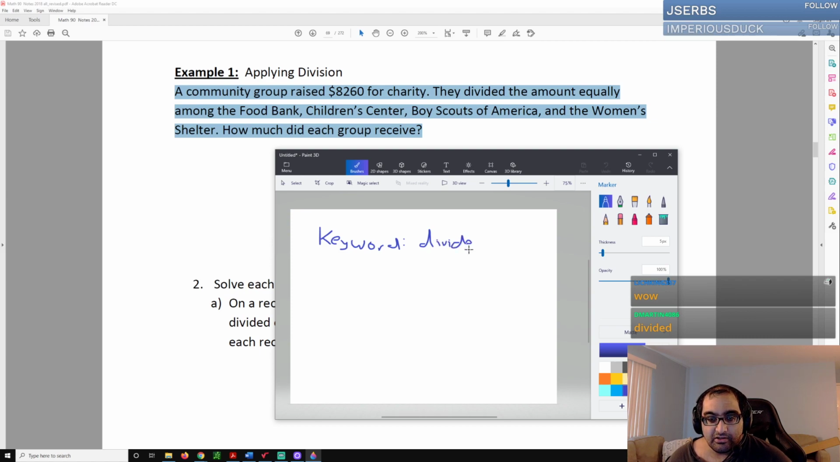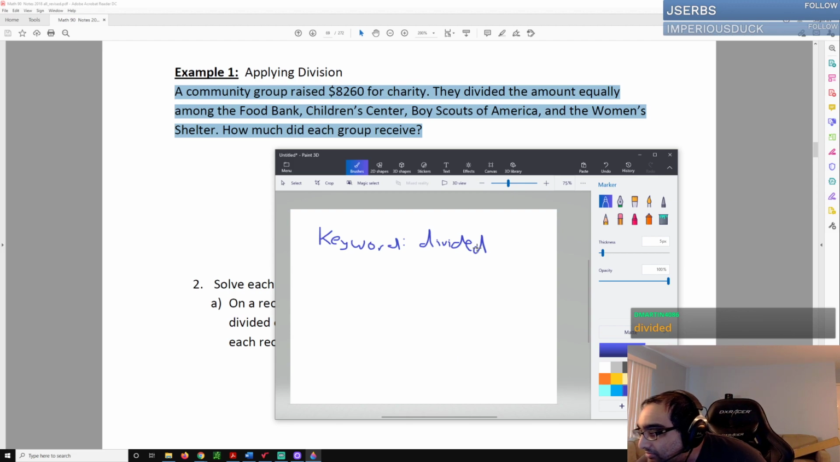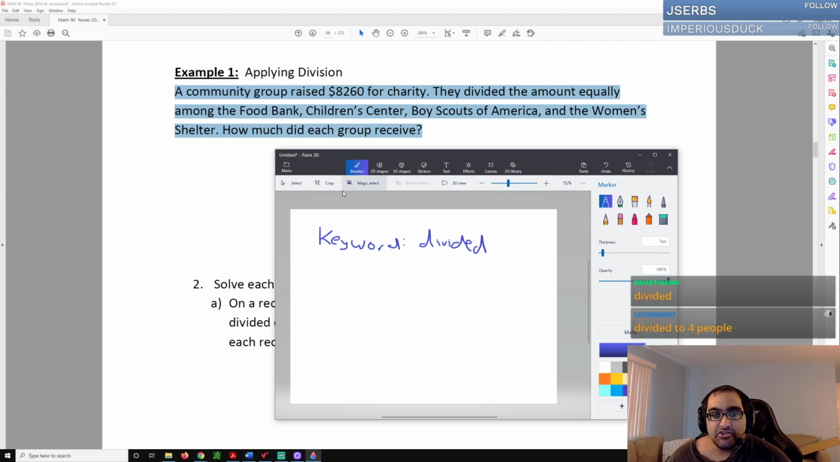Correct. Good. So the keyword here is divided. We are dividing two values from each other here. So that's our keyword that we want to look at. We're dividing this amount equally between all these particular organizations. Okay, so let's take a look here.